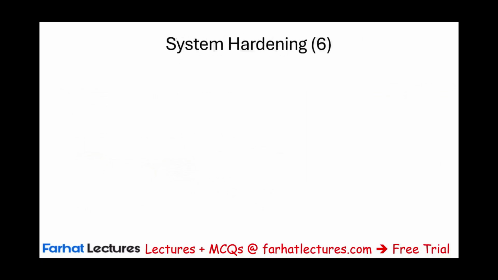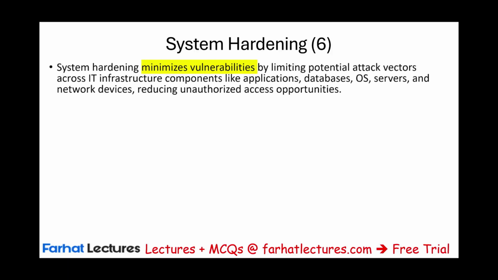You can also implement system hardening. System hardening is a combination of everything that we talked about plus. System hardening tries to minimize weaknesses by limiting potential attack vectors. This is what we're talking about here, limiting the access points, creating protection at the endpoint. But here you're creating protection at every level across all IT infrastructure components like application, database, operating system, software, and network devices to reduce unauthorized access opportunities.